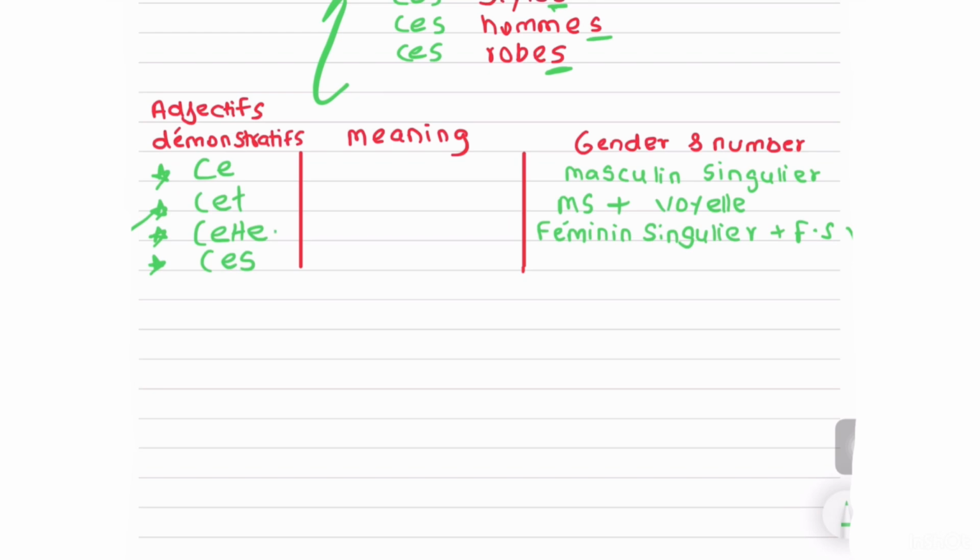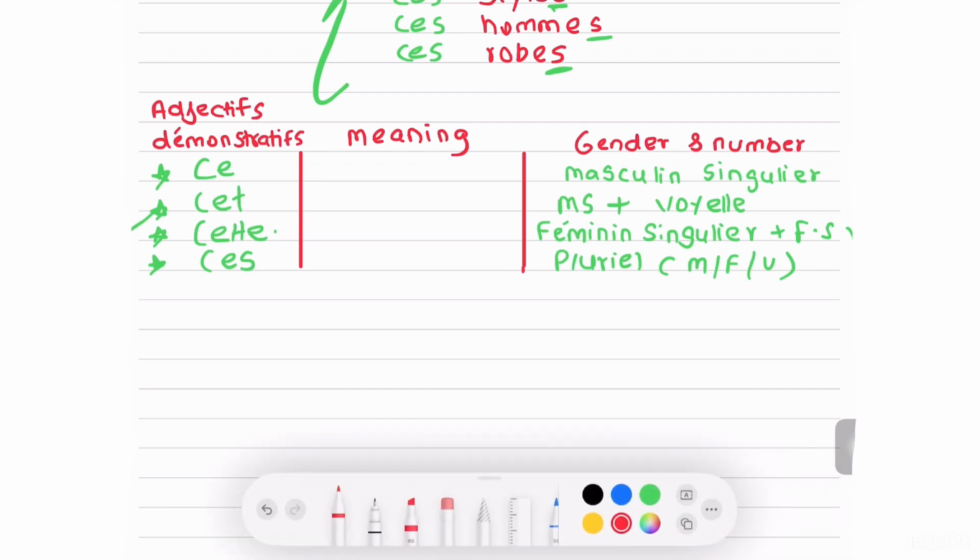Then finally we have CES, that is for pluriel. As long as the noun is plural, it doesn't matter, it can be masculine, it can be feminine, it can be vowel. But it has to be more than one object. Now, what is the meaning of them? CE means this or that. CET also means this or that. CETTE also means this or that.